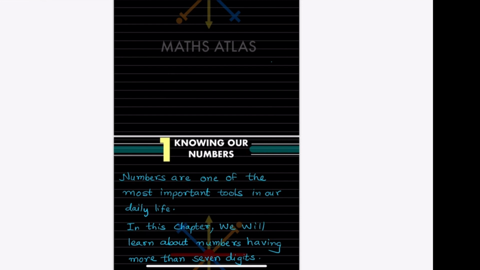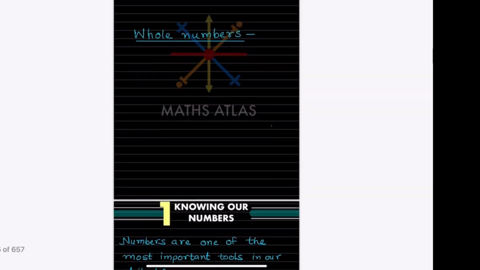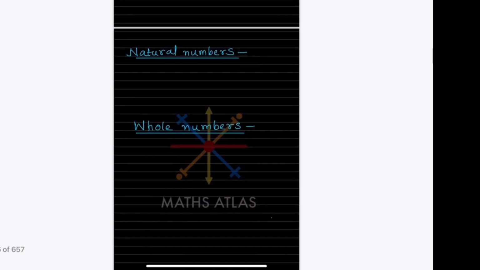So the first topic is knowing our numbers. Numbers are one of the important tools in our daily life. There are many kinds of numbers, like prime numbers, composite numbers, natural numbers, whole numbers, and so on. Let us see two important ones that are always a confusion, the natural numbers and the whole numbers.